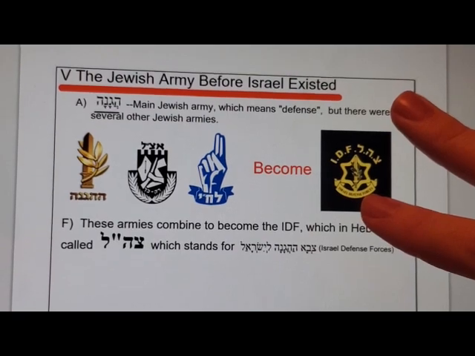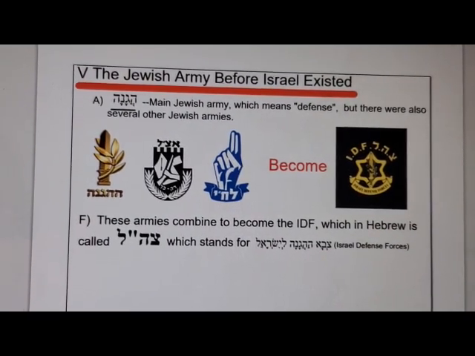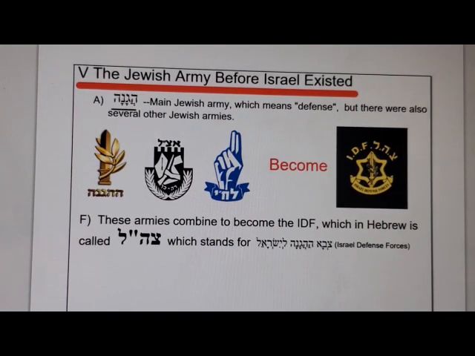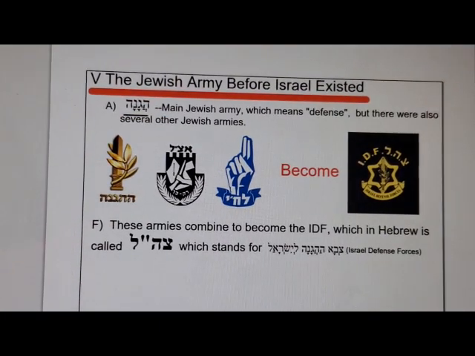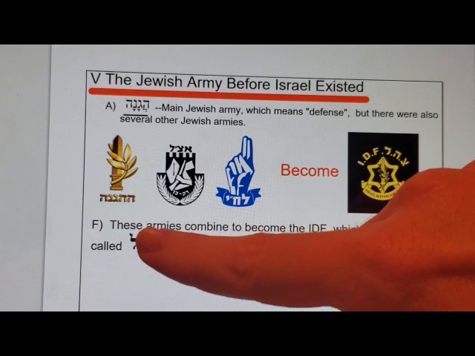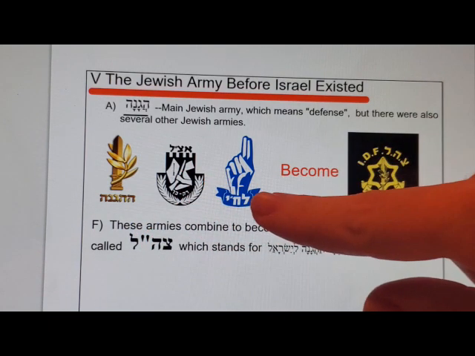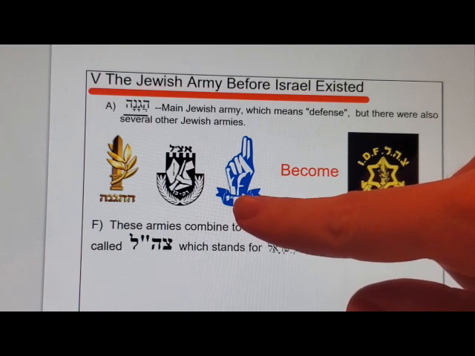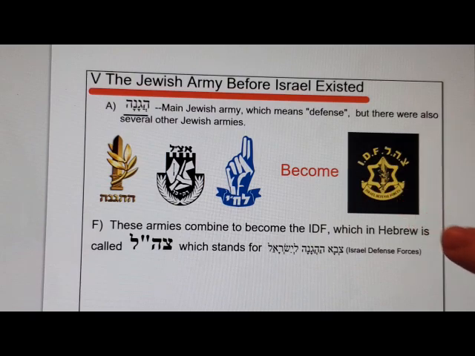Next, I want to talk about the Jewish army before Israel existed. So the main army was called the Haganah. So Haganah was the main Jewish army, which means defense. But there were also several other Jewish armies. So again, you had the Haganah, this is the symbol of it. You had another Jewish army called Etzel, and you had another Jewish army called Lehi. They all combined to become Tzahal or IDF.